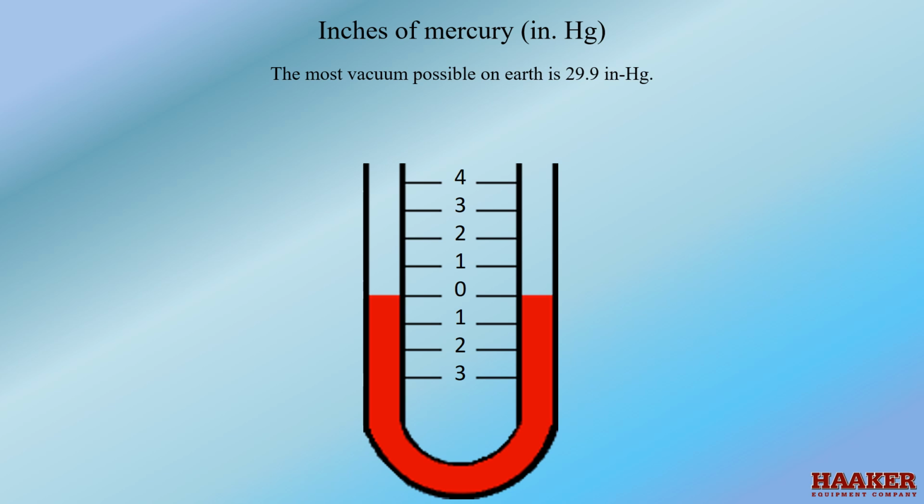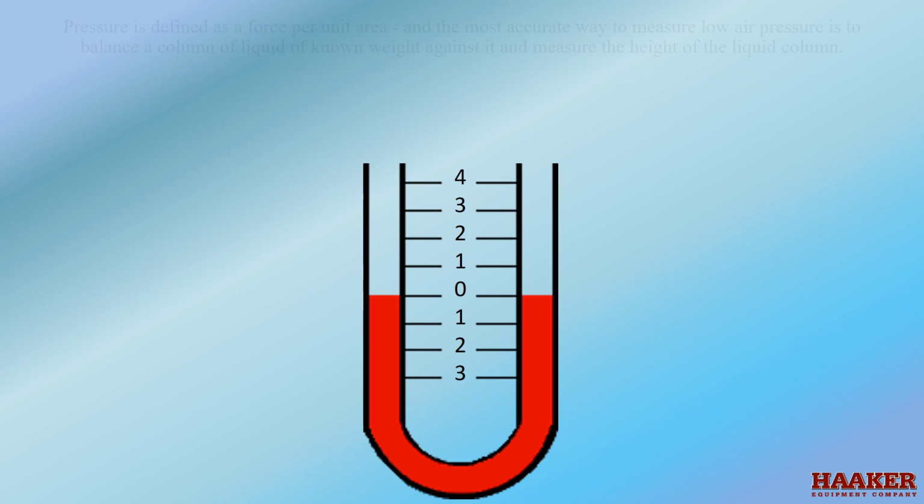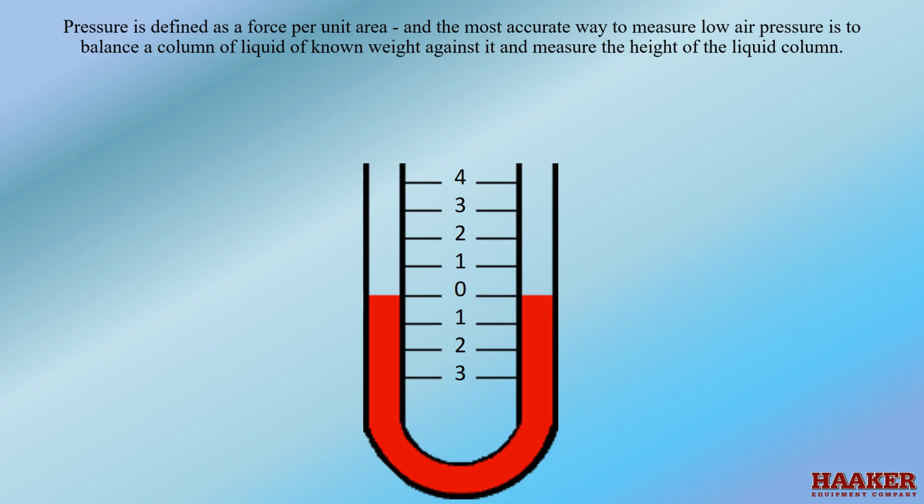The most vacuum possible on Earth is 29.9 inches of mercury. There are blowers available that will do 27 to 28 inches of mercury. The mercury barometer is the oldest type of barometer to help predict the weather. Pressure is defined as a force per unit area, and the most accurate way to measure low air pressure is to balance a column of liquid of known weight against it and measure the height of the liquid column.